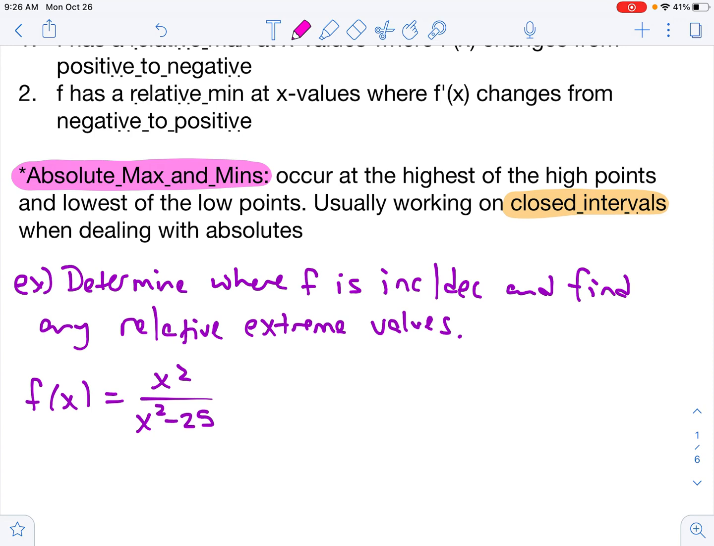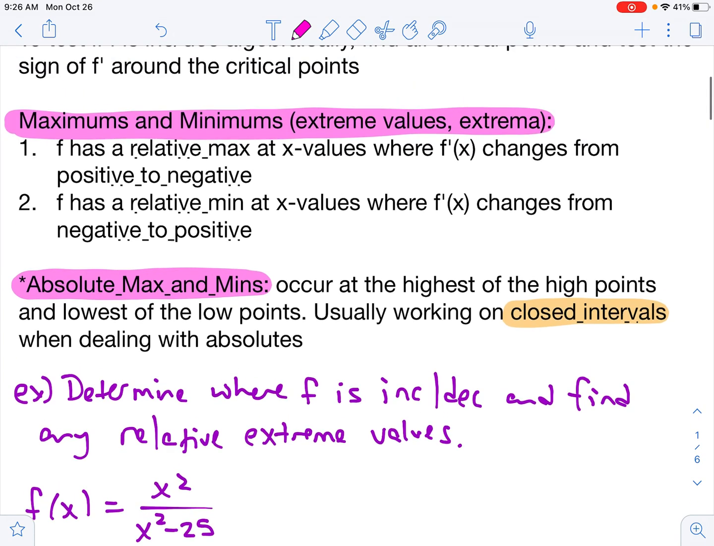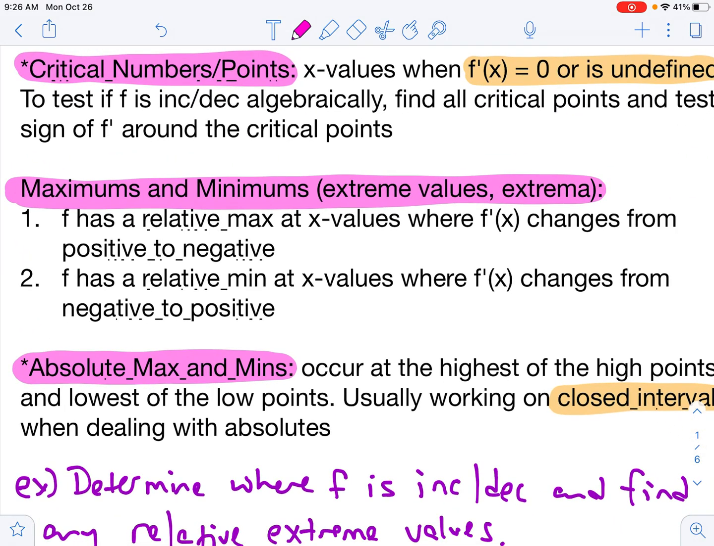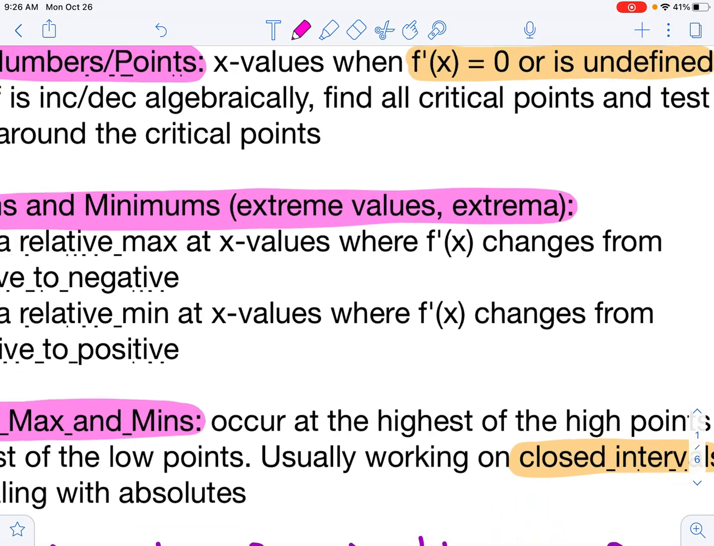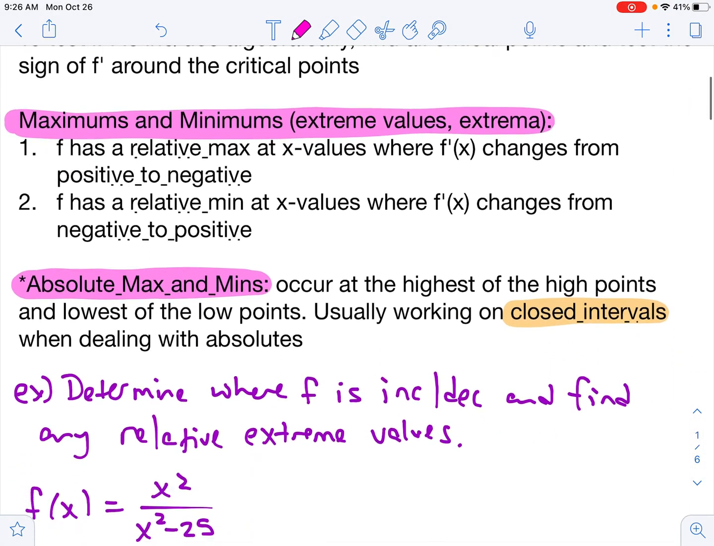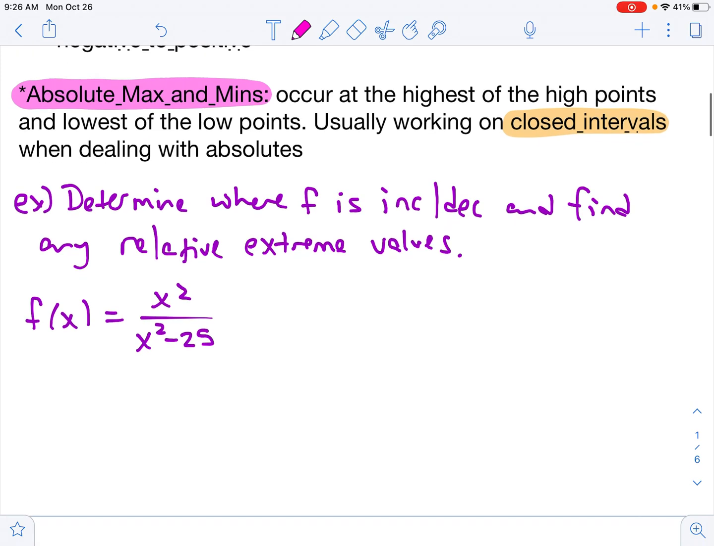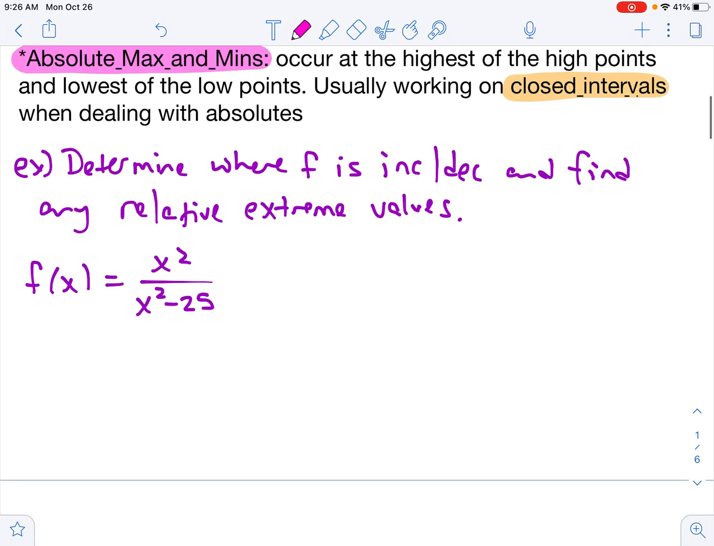All right, so determine where f is increasing and decreasing and find any relative extreme values. Relative maxes and mins are also known as extreme values, sometimes called extrema, and that's just some of the terminology. So we're going to find where this is increasing, decreasing, and we're going to find any maxes or mins.